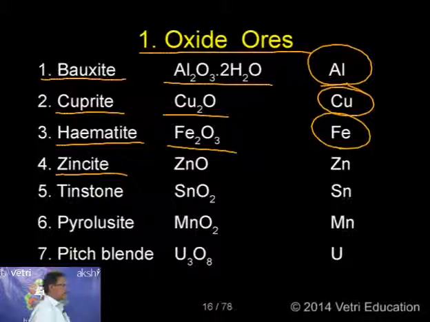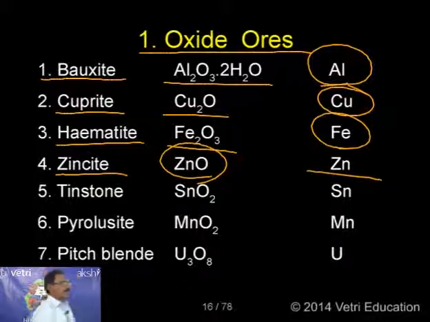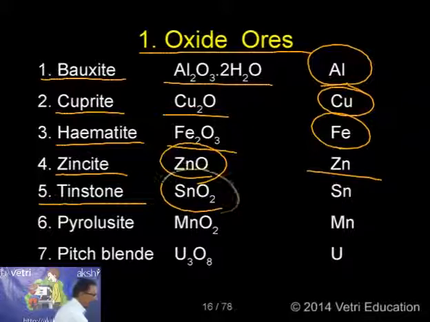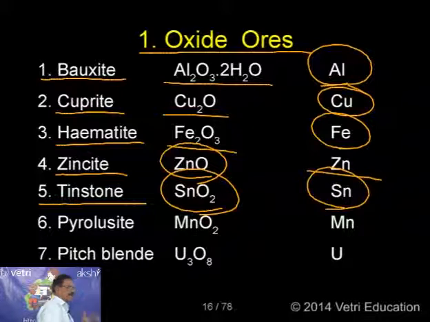Zincite, another oxide ore, molecular formula ZnO, zinc oxide. The metal is Zn. The next is tin stone, number 5. Tin stone is an oxide ore, molecular formula SnO2. Then the tin, correspondingly Sn, we are extracting from this oxide ore.